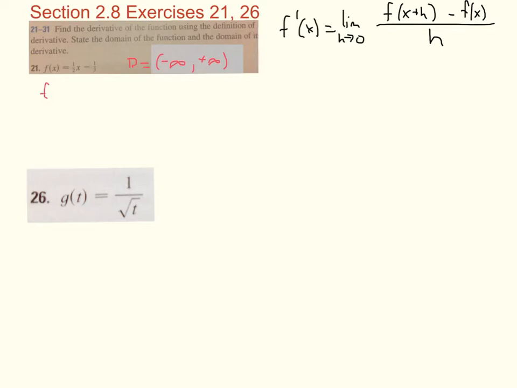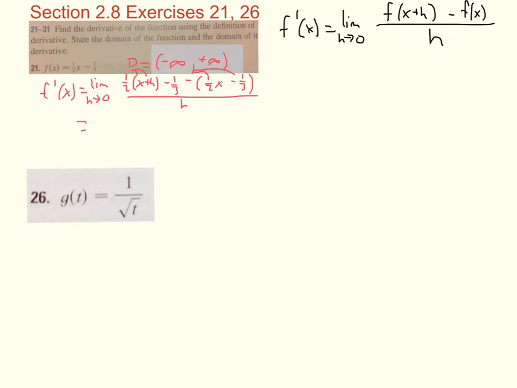So we have f prime of x is equal to the limit as h approaches 0 of f of x plus h, in this case 1/2 times x plus h minus 1/3, minus the f of x, so minus 1/2 x minus 1/3, all over h. And we note that we're going to be distributing this 1/2 to the x and the h, and we have a negative 1/3. We're going to be distributing this negative sign to the 1/2 x and the negative 1/3.